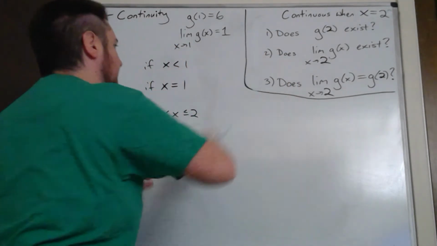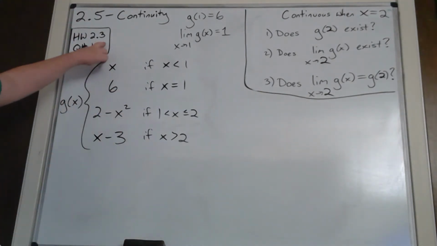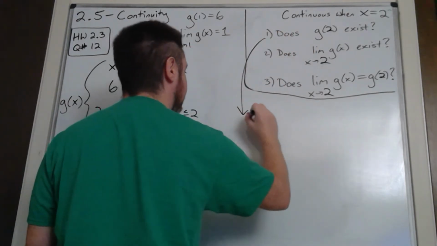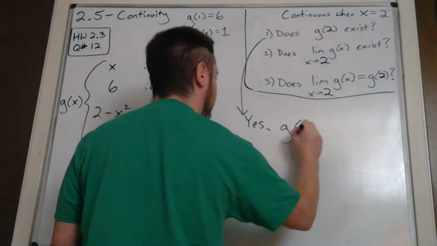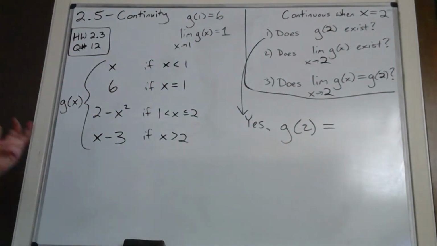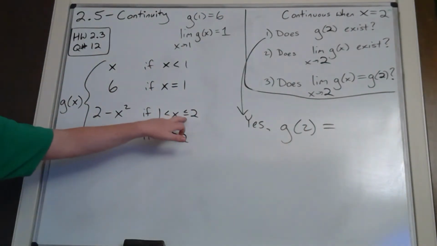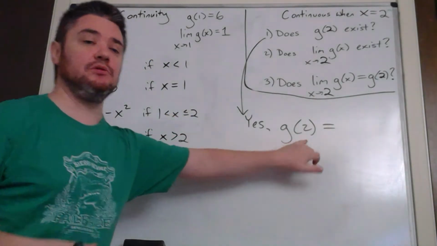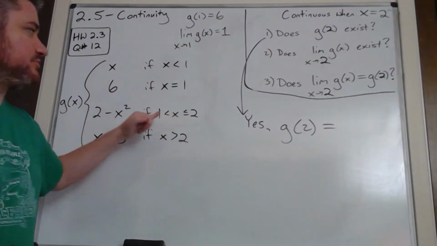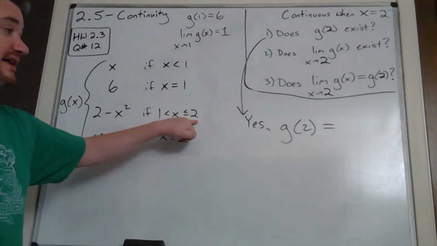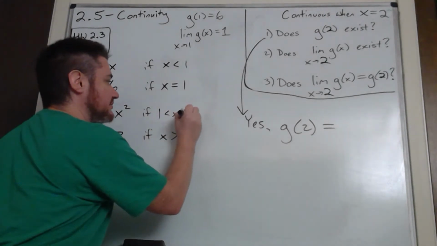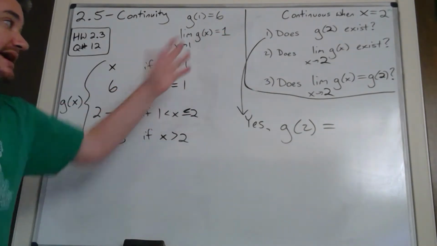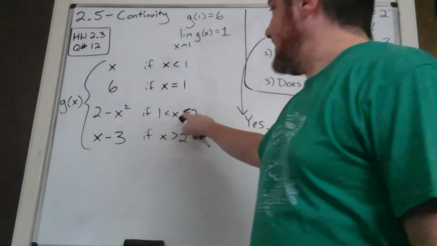First of all, the homework doesn't ask it. Homework 2.3 doesn't ask it, but let's do criteria 1. Does G of 2 exist? Yes. G of 2 is what? Well, this says I use this rule if x is less than or equal to 2. So I'm going to use this rule for the actual function value. And I'm also going to use this rule for the left-hand limit as we approach 2 from the left, for x values that are less than 2. So this symbol, the less than or equal to, uses each piece in a different spot of this examination up here.